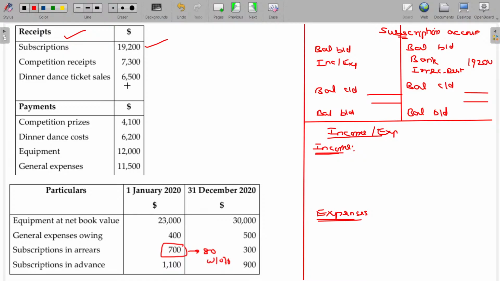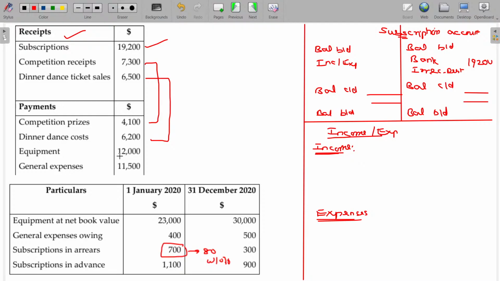So sometimes the club conducts some competitions, some get together with the dinner. Further, the amount will be collected separately from the members and amount spent for those purposes. And after adjusting the expenses from this collection, any amount left over will be surplus or deficit, which can be transferred to the income and expenditure account. Competition receipts and competition prices. Dinner dance ticket sales and dinner dance costs.